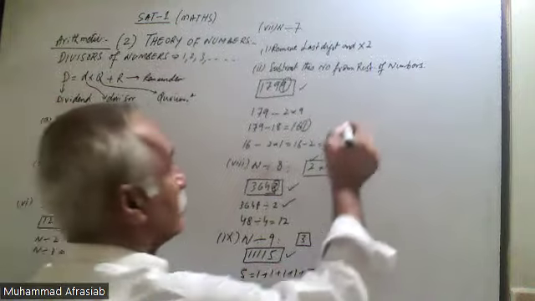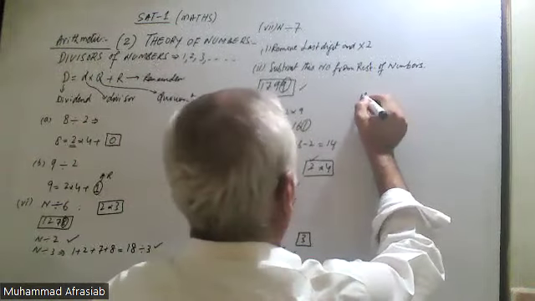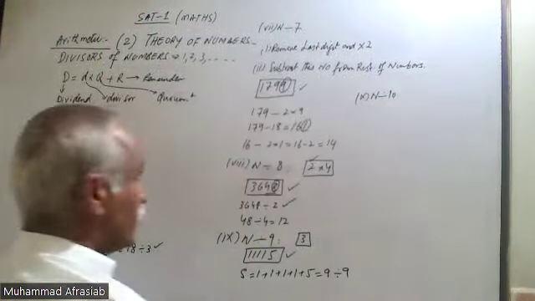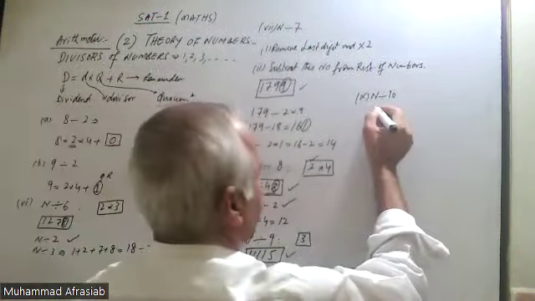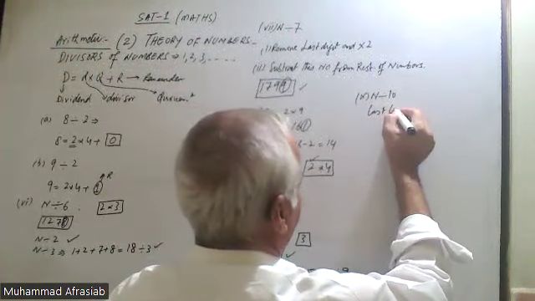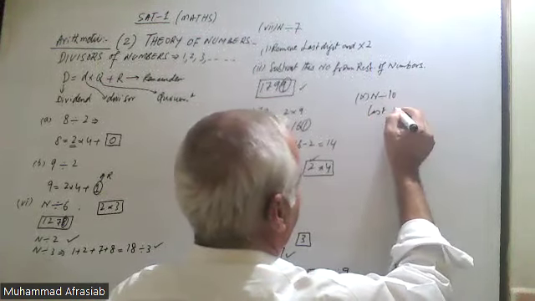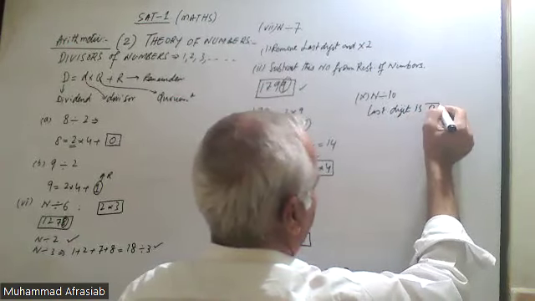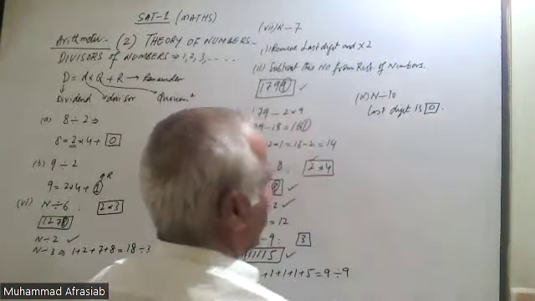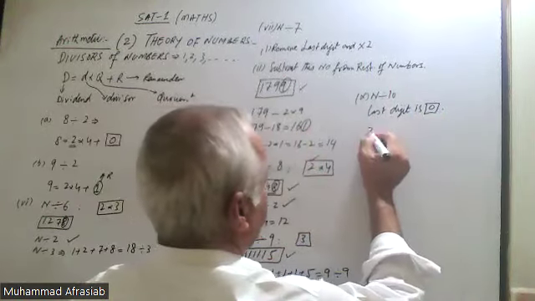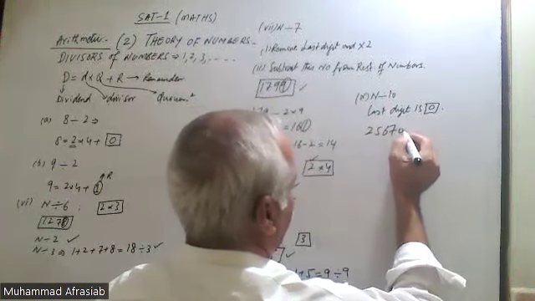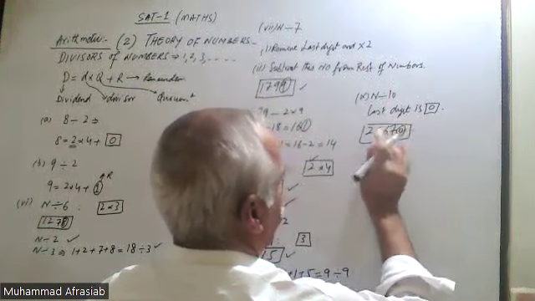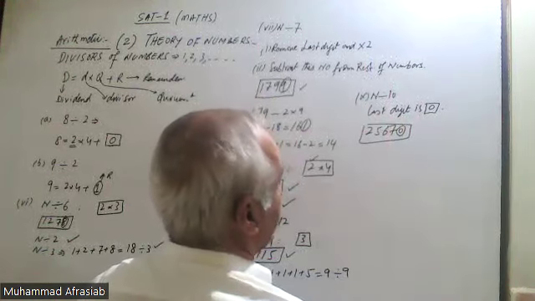Then, a number divisible by 10. A very simple rule is there. If the last digit is 0, then the whole number is divisible by 10. You can write this as 2, 5, 6, 7, 0. So if 0 is the last digit, this whole number is divisible by 10.